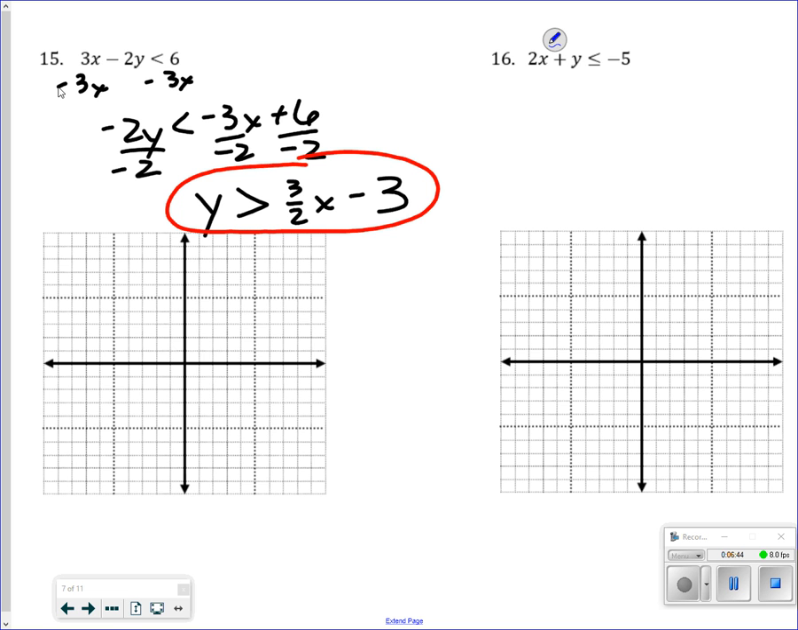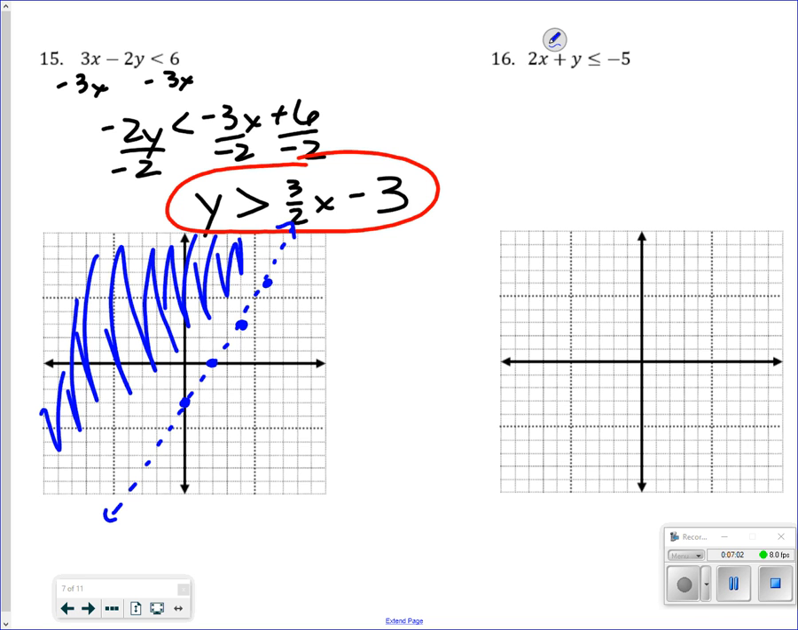So it's got a y-intercept at -3. So I'm going to put a dot at (0, -3). Positive 3/2 slope. So it goes up 3, to the right 2. Dashed. The reason it's dashed is because there's no equal to line underneath. Shaded greater because y is greater than. So that is as hard as I can make it. So if you need to go back and watch that one again, I would understand.